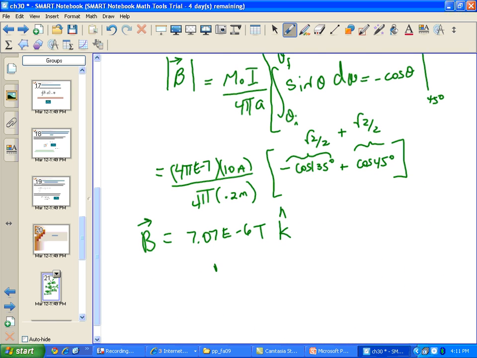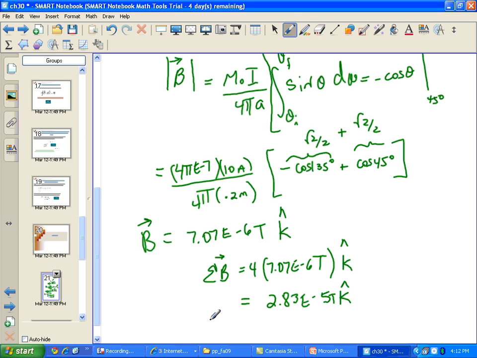The long and the short of it is that the net magnetic field will be 4 times the magnitude of each individual, which was the same, 7.07 e to the minus 6 Tesla. And furthermore, because all of the sides contribute in the k hat direction, we just add them all up, in other words, multiply by 4, to get a value of 2.83 e to the minus 5 Tesla, in the k hat direction.